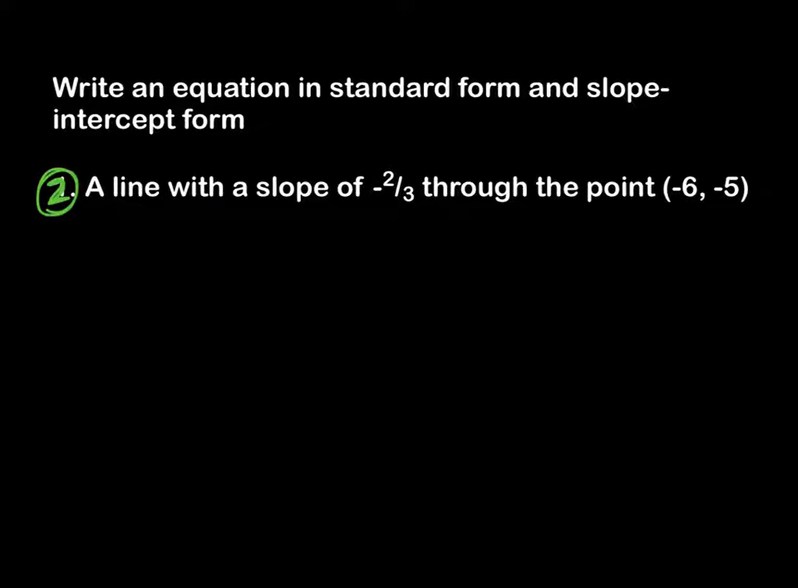Okay, so when you're given information to write an equation, it's best to think about what you're given and which format is easiest to start with. We'll come back to the directions in a minute, but the starting point is going to be the same no matter what. Here they give me a slope of -2/3 and a point (-6, -5).